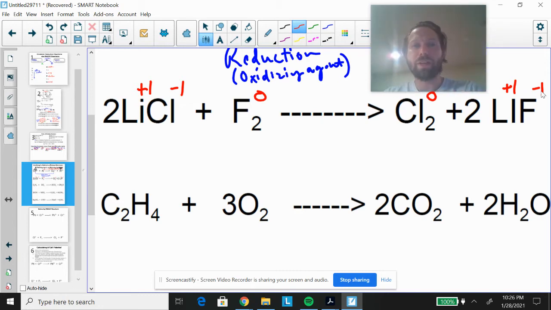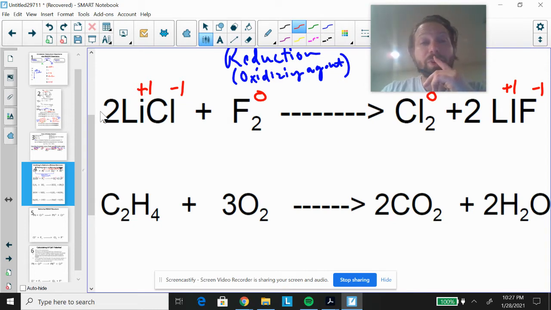Okay, now we're going to label this. We have oxidation and reduction here. So what's being oxidized? What's being reduced? Well, I noticed that lithium goes from +1 to +1. It's not being reduced or oxidized. And so we don't have to worry about it. We don't have to write anything about lithium. We're only looking for things that are being reduced or oxidized.